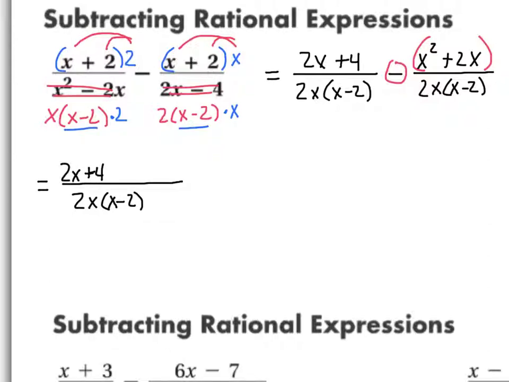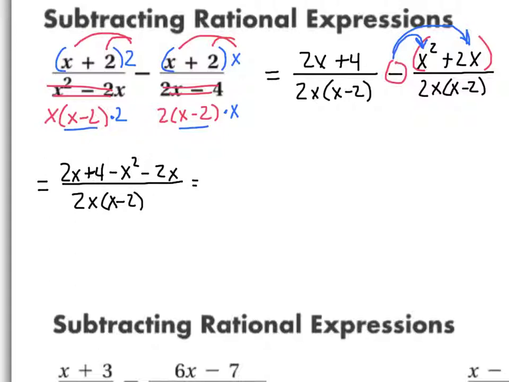But now we are subtracting this entire binomial, so it's minus x squared and minus 2x. So we have to distribute that negative through. We're subtracting the x squared and we're subtracting the 2x. So we end up with this fraction now. So we still need to simplify the numerator to see if we can simplify.